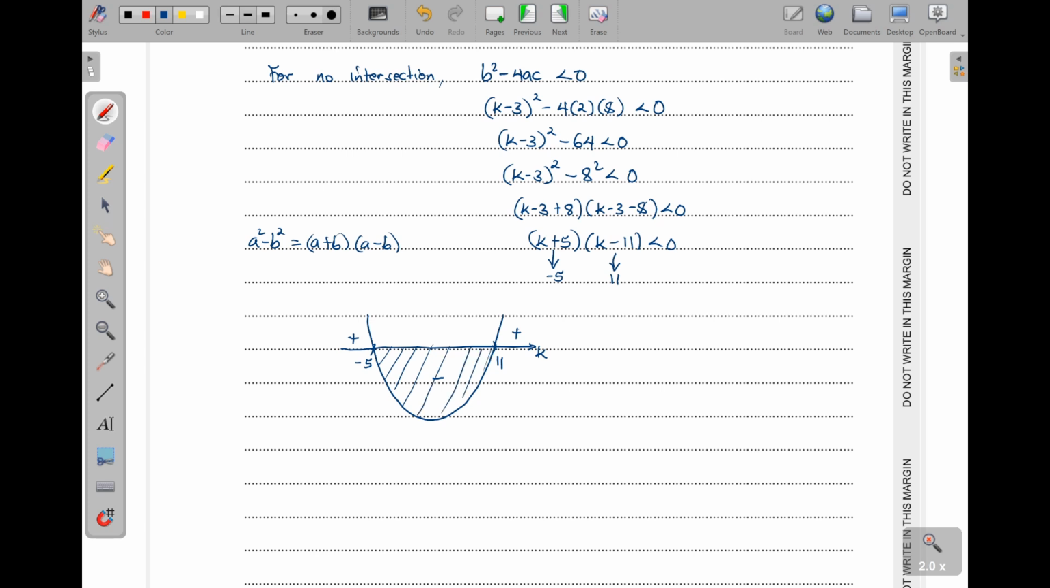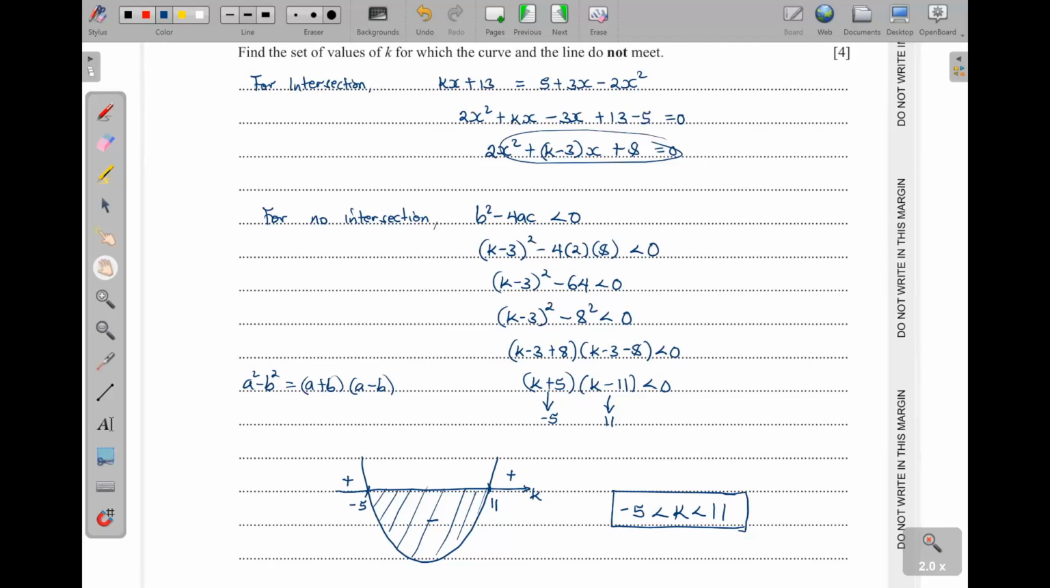Now we conclude by saying -5 less than k less than 11. That is where k ranges. So when they say a set of values, then it means an inequality. So that is the set of values.